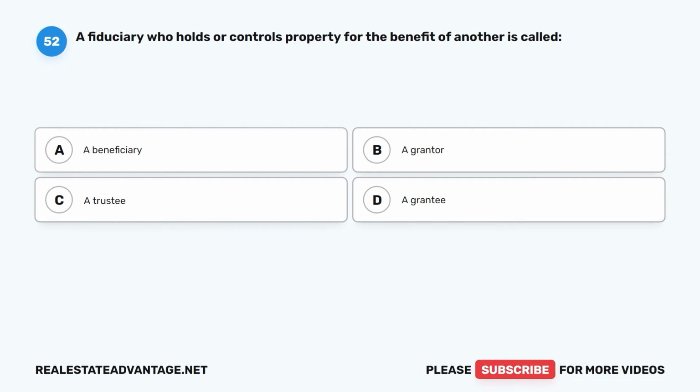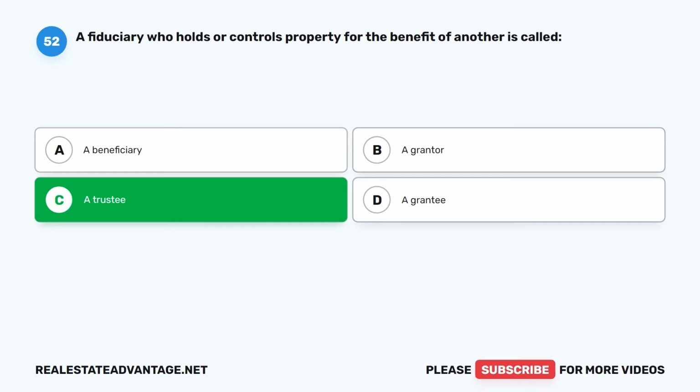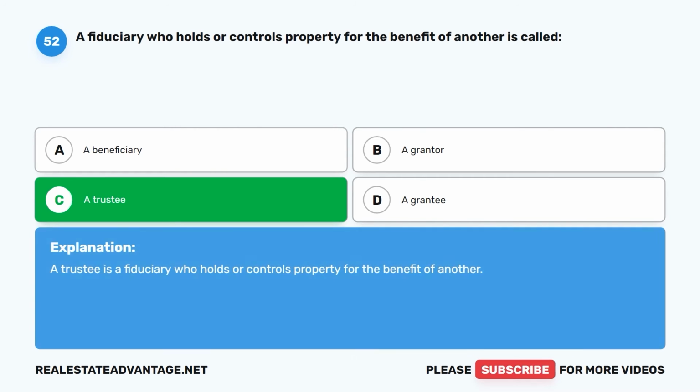Question 52. A fiduciary who holds or controls property for the benefit of another is called A. A beneficiary. B. A grantor. C. A trustee. D. A grantee. The correct answer is C. A trustee. A trustee is a fiduciary who holds or controls property for the benefit of another.